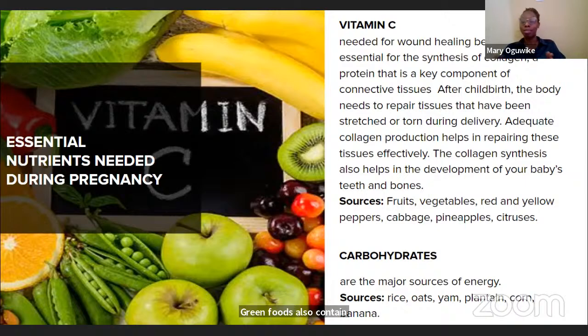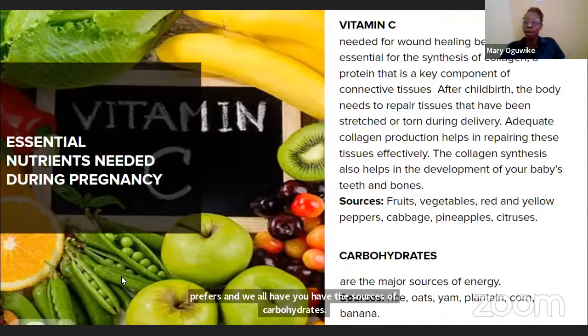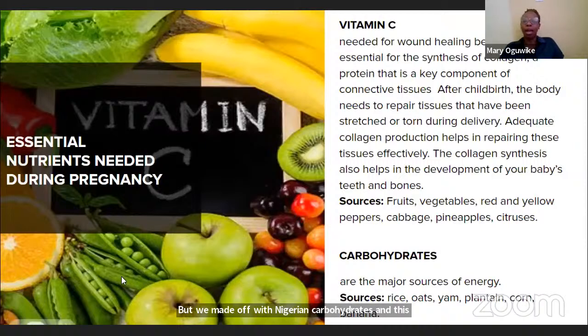And then we have the last one, which is carbohydrates. And carbohydrate is the major source of energy. That is the energy source that your body prefers, that the brain prefers. And we all have the sources of carbohydrates. In fact, the major foods in Nigeria are carbohydrates, and the sources include rice, oats, yam, plantain, and corn.